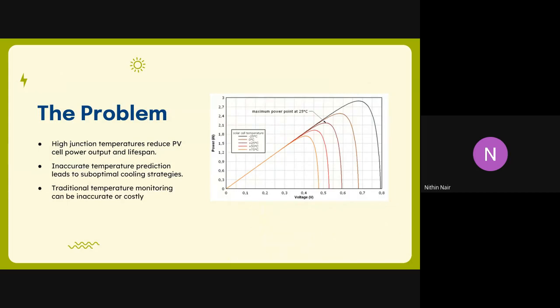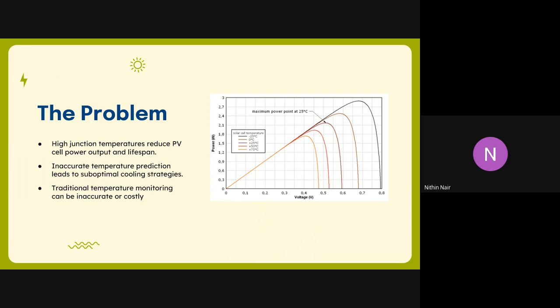So the problem statement, as we can see here, is basically to reduce the high junction temperatures which exist in PV cells. It can lead to two problems here. That is, the cell output is reduced due to the high temperatures, the derating factor, that is the temperature, and the lifespan of the PV cell. And the PV cell is a very costly device, we need to ensure as long a lifespan as possible.